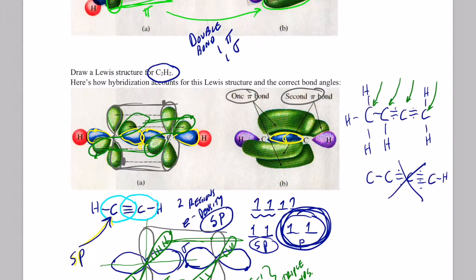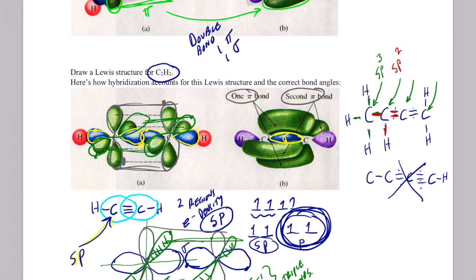Well, let's count regions of electron density, shall we, around that center atom? 1, 2, 3, 4. That one shows sp3 hybridization. How about the one right next to it? Let's use a different color. We'll go red. 1, 2, 3 regions. So 3 regions is sp2. Remember, that double bond just counts as one region.